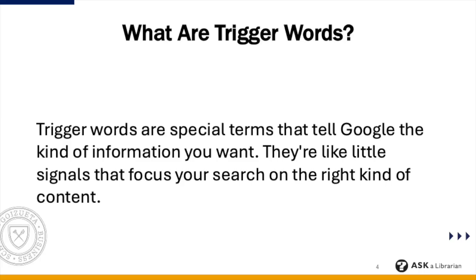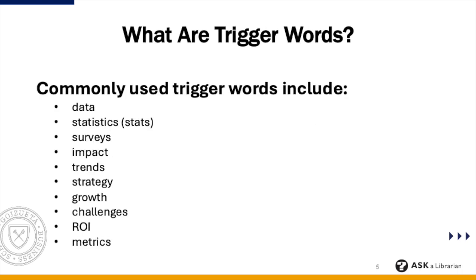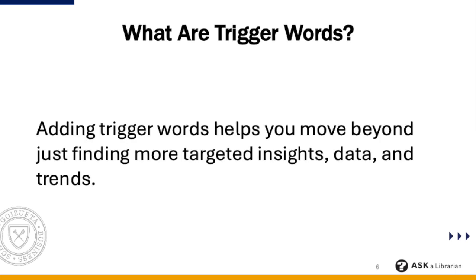Trigger words are special terms that tell Google the kind of information you want. They're like little signals that focus your search on the right kind of content. Common trigger words include things like data, statistics or stats, surveys, impact, trends, strategy, growth, challenges, ROI, metrics. Adding trigger words helps you move beyond just finding more targeted insights, data, and trends.